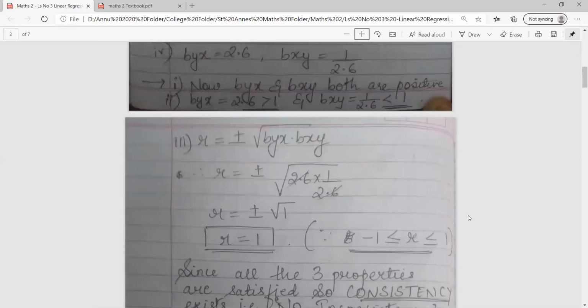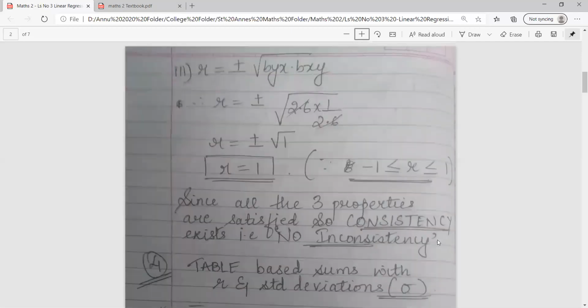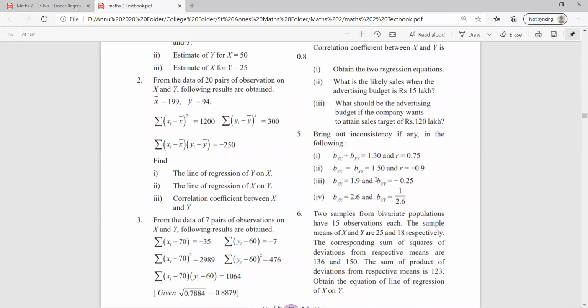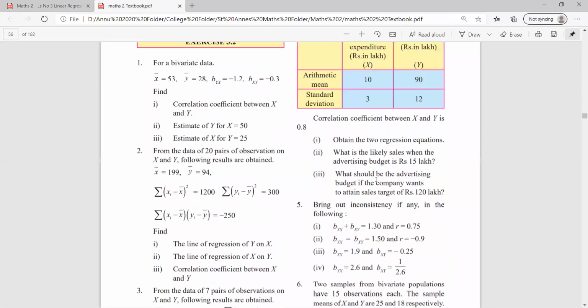Also, the third property states r is equal to plus or minus root of byx into bxy. If I put the values and find the answer, I get r is equal to 1. And in 11th standard, we studied that the value of r fluctuates between -1 and 1, but it cannot be more than 1 or less than -1. So all the three properties are satisfied. So I can say that consistency exists. That means there is no inconsistency in this particular sum. So class, this sum was quite easy and can be asked for an objective type question or 2 marks. So the reasoning is very important over here.